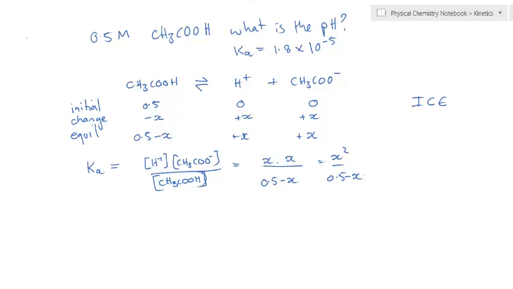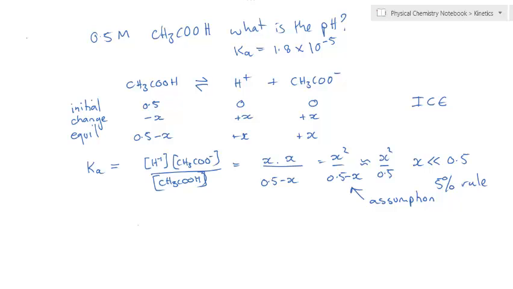And we can make a very neat assumption. If we make the assumption that X is much, much less than 0.5, then we can reduce this value approximately to X squared on 0.5. Now, if that assumption doesn't hold, then we have to use the quadratic equation, so we're going to have to multiply everything out. But if it does hold, we have this rule called the 5% rule. If X is less than 5% of this value, then we can make this assumption. And if we make that assumption, then it makes the maths easier. That's the whole reason why we do it.